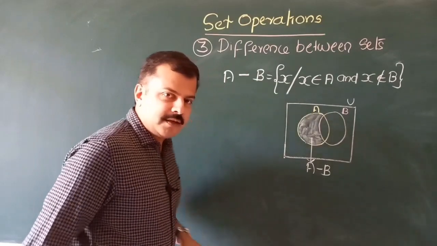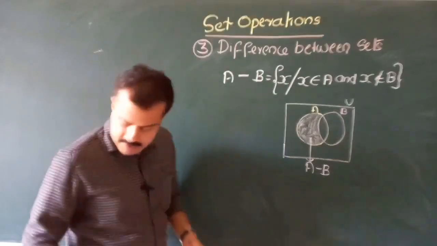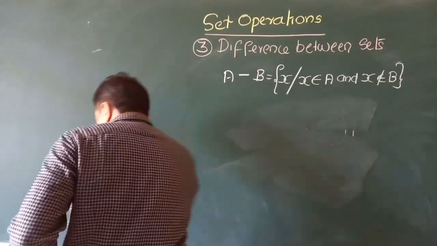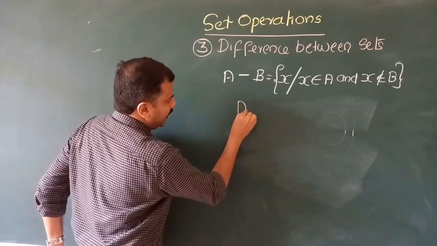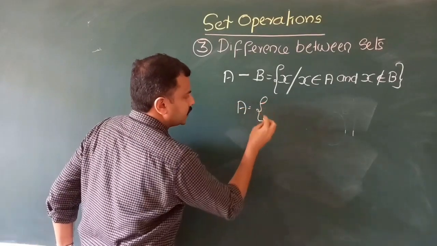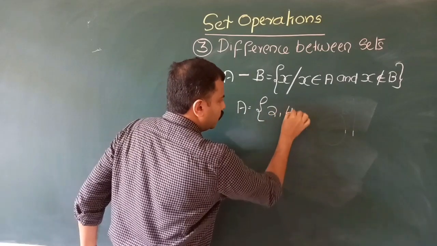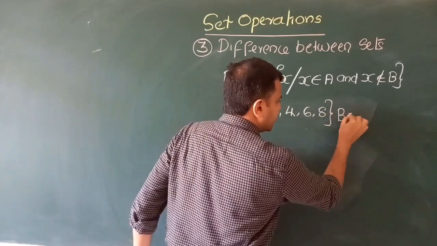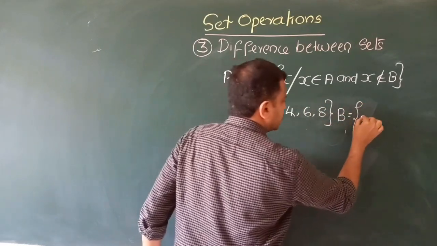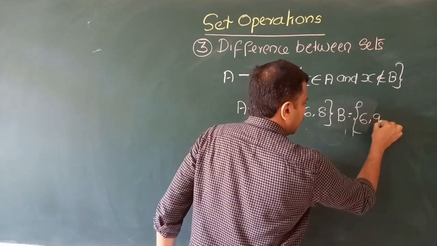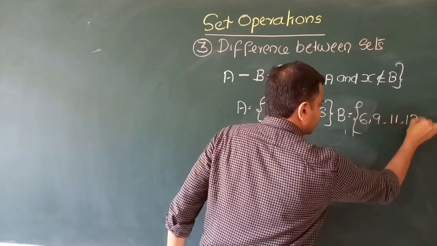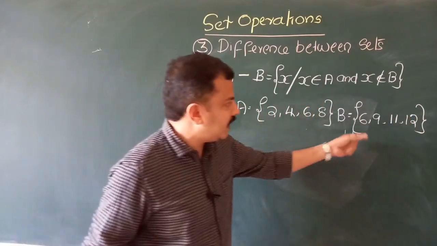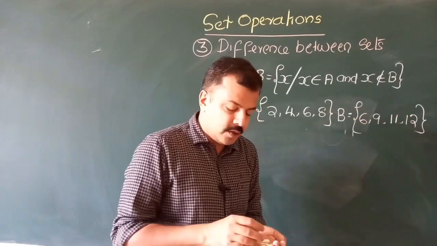Okay, now let us examine this with a hypothetical example. Let us say that we have two sets, set A equals 2, 4, 6, 8, and set B equals 6, 9, 11, 12. So we have two sets, set A with 4 elements, set B with 4 elements. Now what is A minus B?